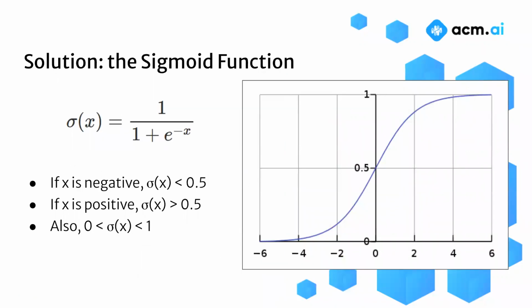So what we use is something called an activation function. Here's an example of one. It's called the sigmoid function. You can see what the function actually is. The way it works is if x is negative, sigmoid of x is less than 0.5. If x is greater than 0, sigmoid of x is greater than 0.5. Also, something important here is the lines y equals 0 and y equals 1. For any x, the sigmoid of x is in between 0 and 1.